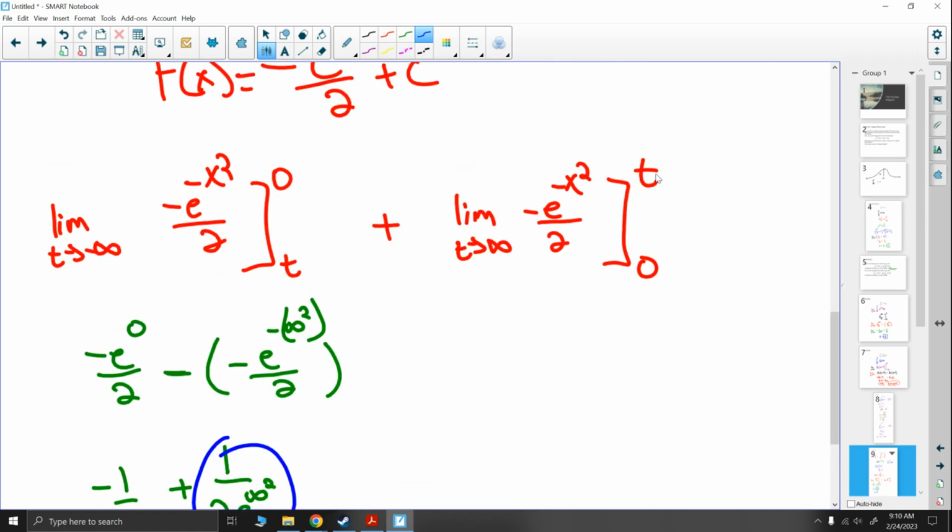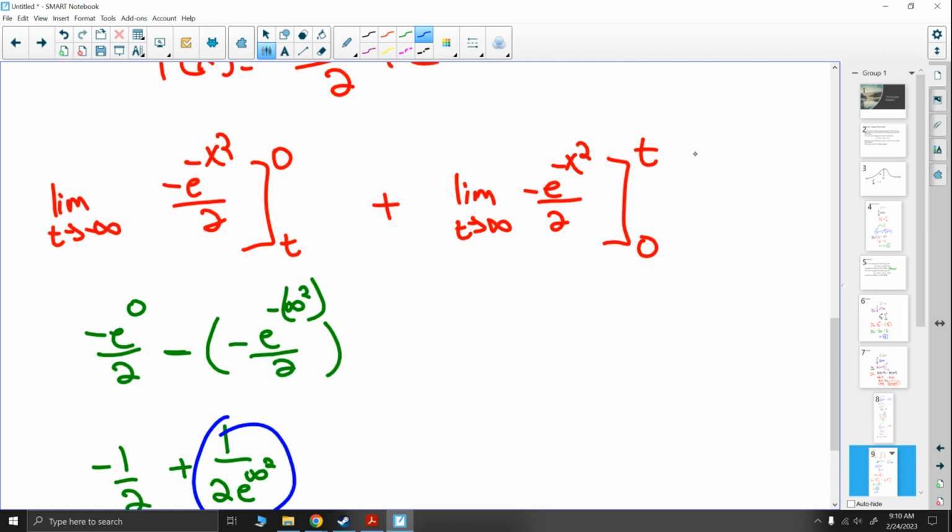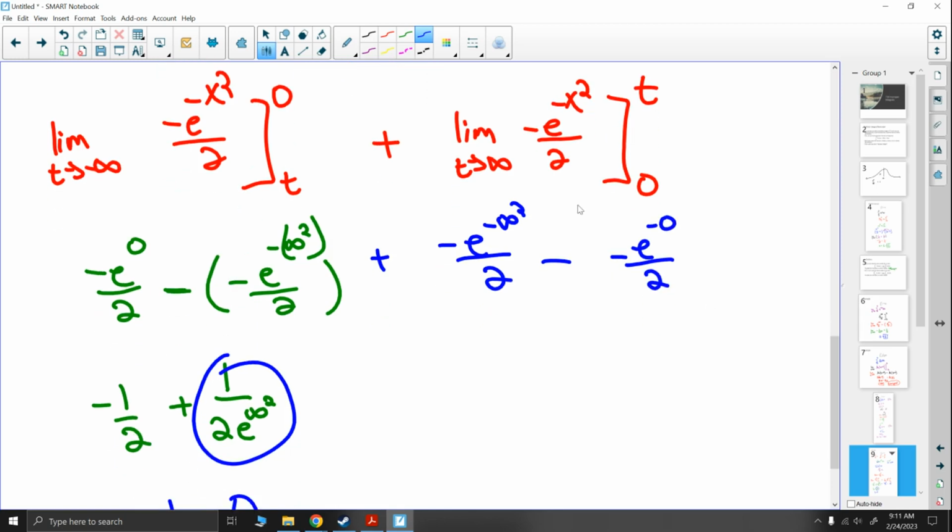Now let's take a look at this one, plugging in our t and plugging in infinity for it. We have negative e to the negative infinity squared over 2 minus 0 plugged in here is going to give us negative e to the negative 0 over 2. So that's going to be the same thing here. Bring that to the bottom. That's a 0 plus 1 over 2.